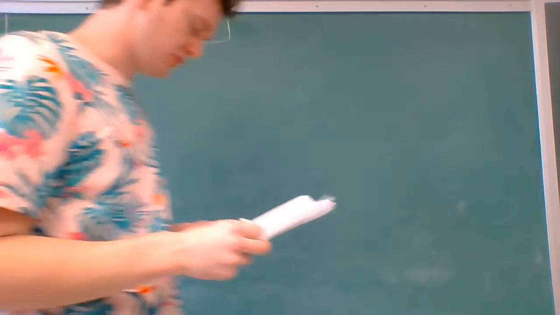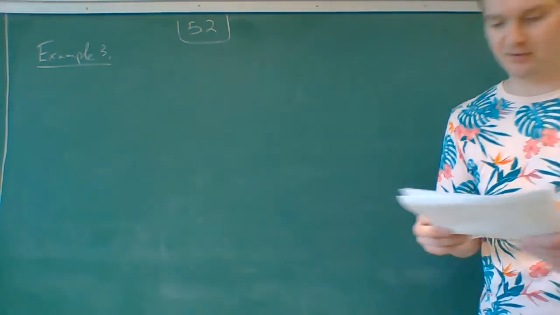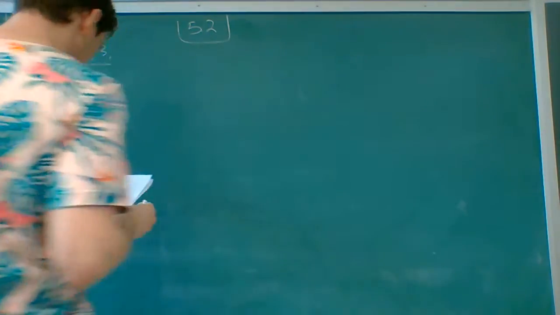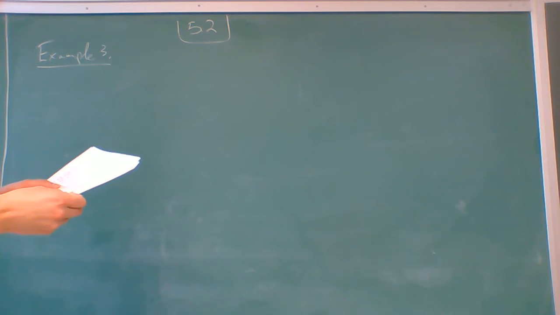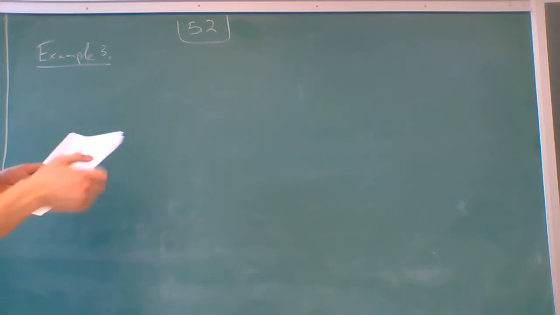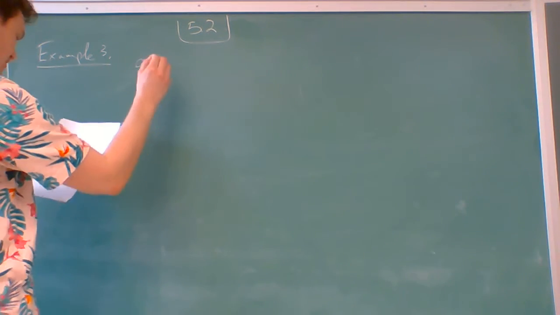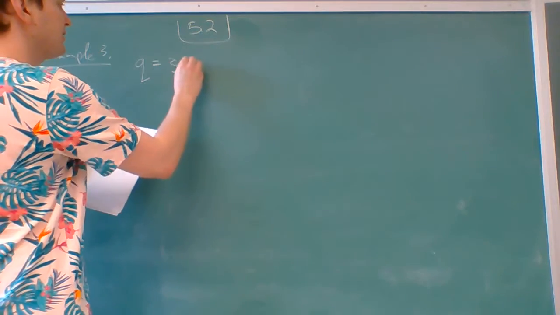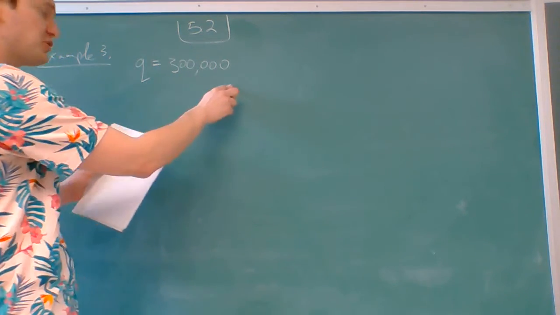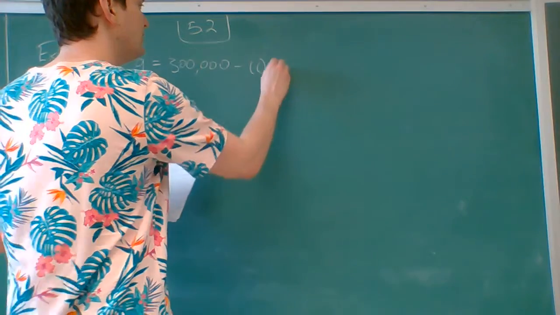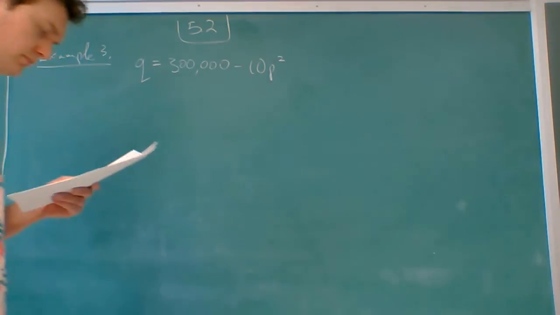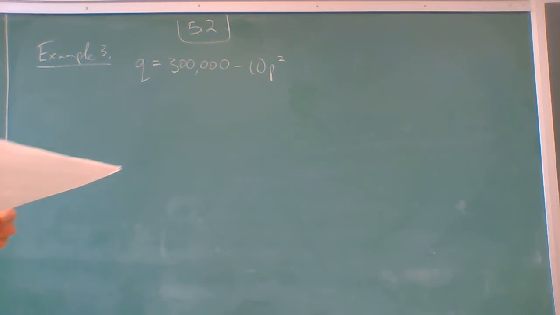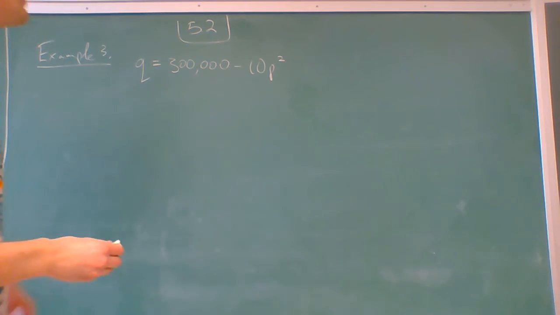Example 3. We've got a company that's building baby strollers. If the company sets the price at some P, then it can sell this number of strollers. Q is for quantity, 300,000 minus 10P squared per year, a function of P. What price will bring the greatest revenue?